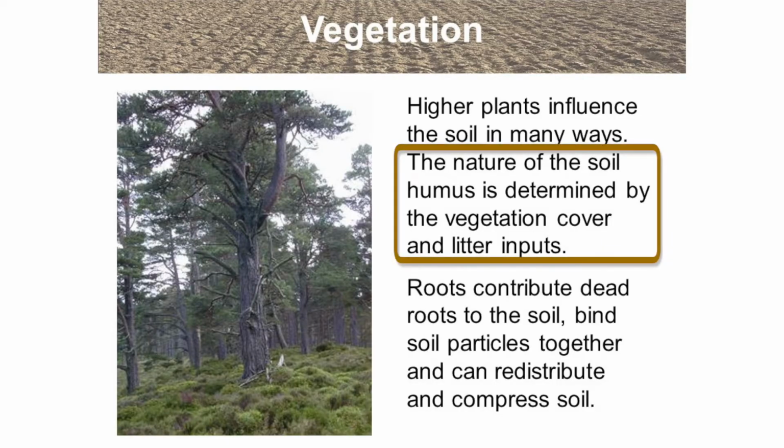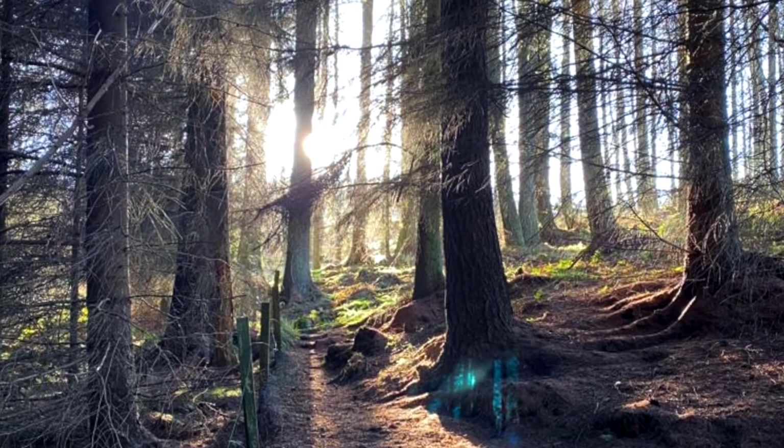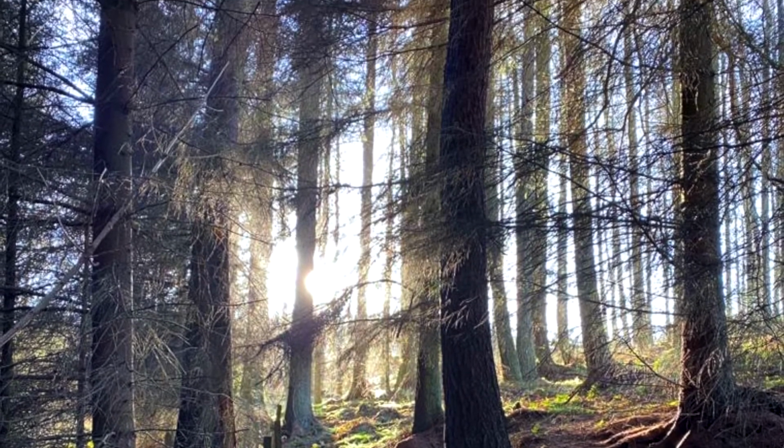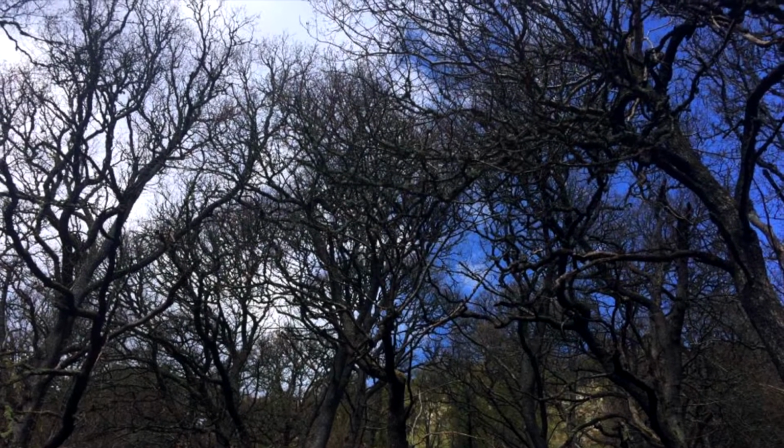The nature of the soil humus is determined by the vegetation cover and the resultant litter inputs from that vegetation. For example, compare the acidic litter that comes from coniferous Sitka spruce needles with the more nutrient-rich litter from deciduous beech leaves.